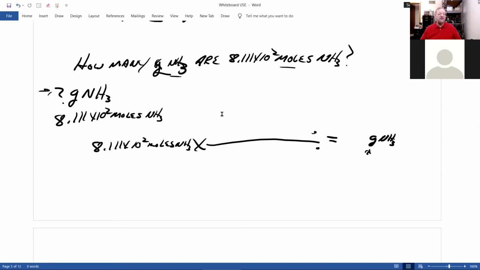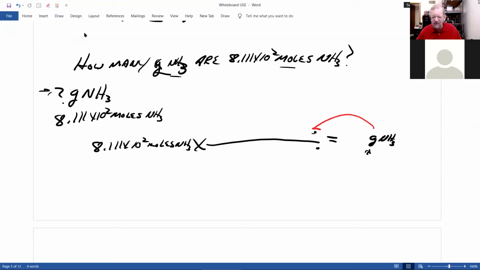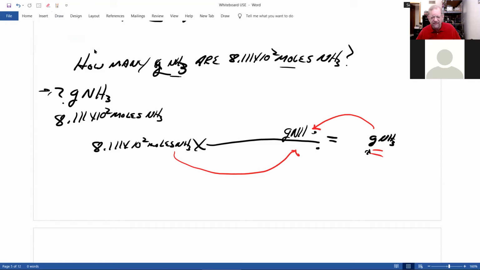Time's up. Let's use our good friend, unit analysis. Whatever we're trying to get to answer-wise in units goes on top of the ratio. Whatever we're trying to get rid of goes underneath. So I can now go grams of ammonia, and down here I want moles of ammonia.